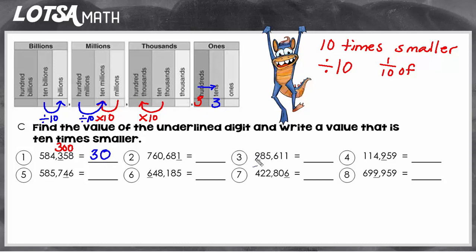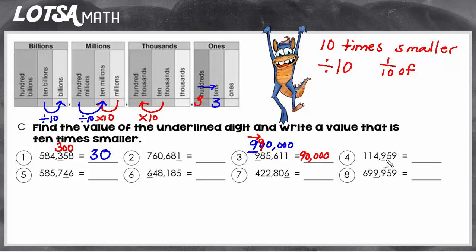So let's look at number 3. Right now we have a 9. So the value is 900,000. Right now the 9 is in the hundred thousands place. So we could do 900,000 divided by 10 to make it 10 times smaller, or we could just think about moving one place value to the right and making that 9 go there, and then it would be 10 times smaller. It would be 90,000. So 90,000 is 10 times smaller than 900,000.